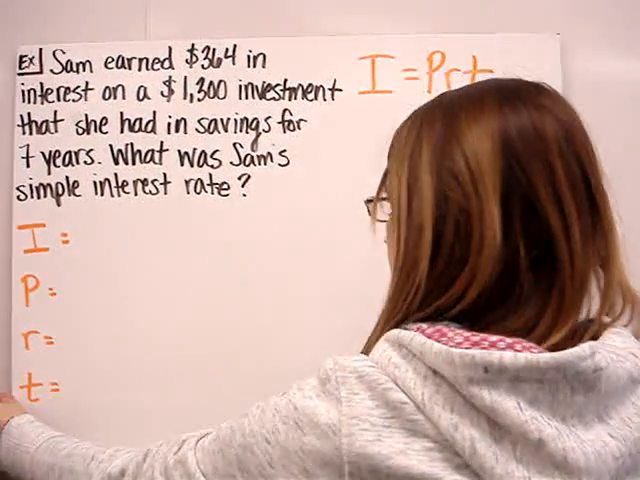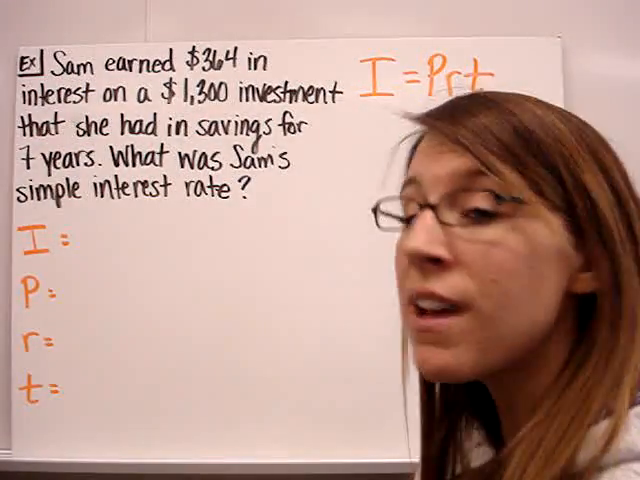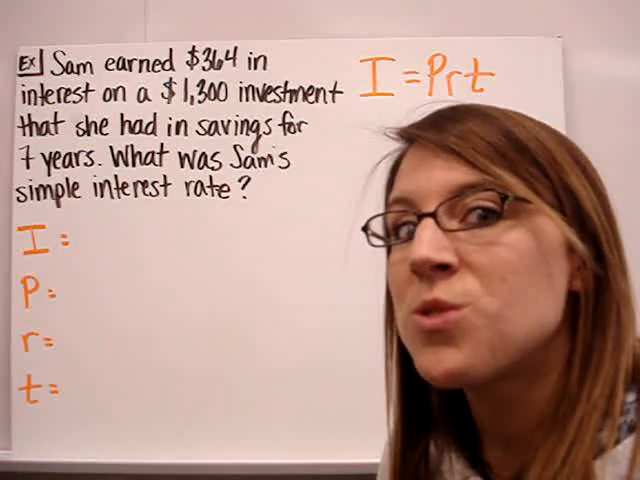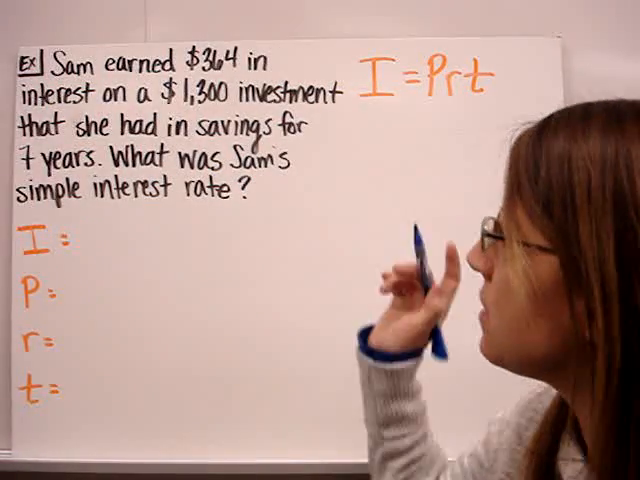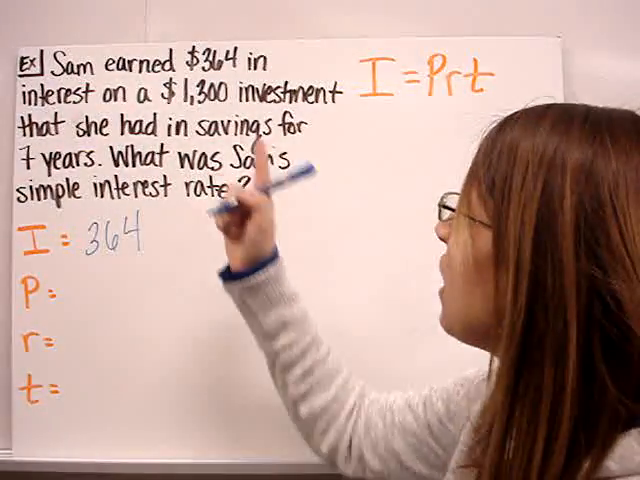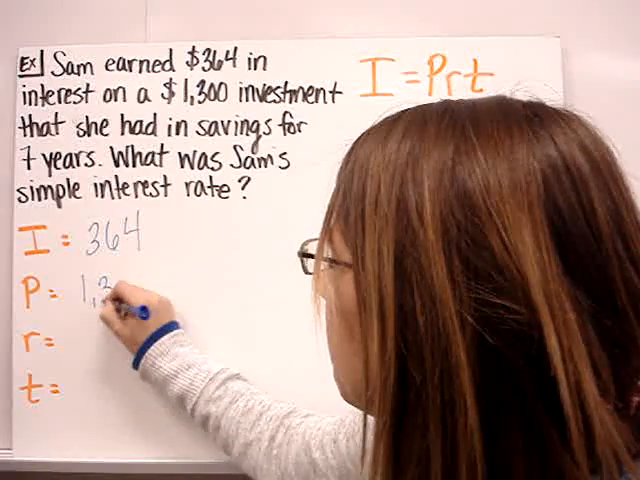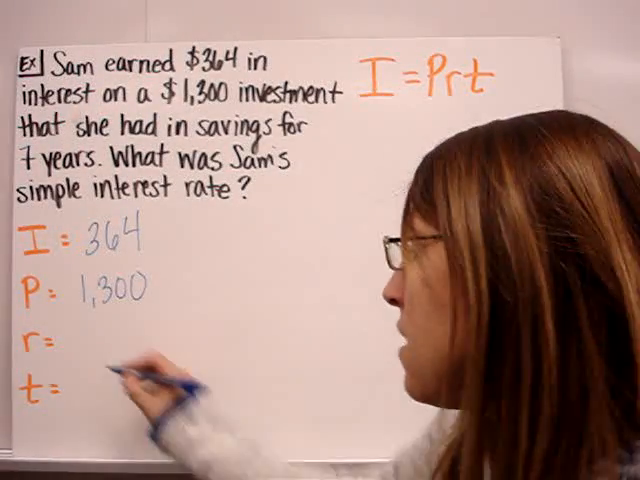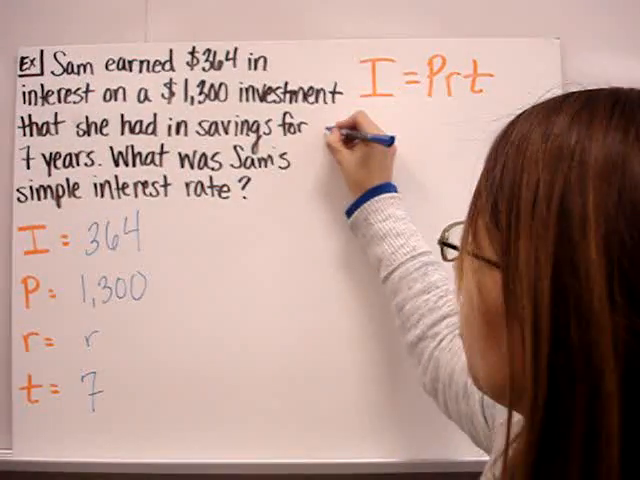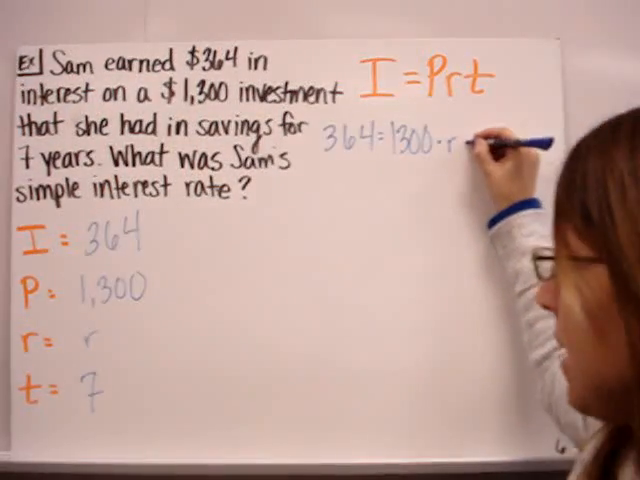And then this is our final example. Sam earned $364 in interest on a $1,300 investment that she had in savings for 7 years. What was Sam's simple interest rate? So she earned $364 in interest. That's going to be my I. On a $1,300 investment, so that must be how much she put in the first place. So that's your principal. For 7 years, so that's going to be my time. So my R is what I'm solving for this time. So I know I equals 364 equals 1,300 times R times 7.